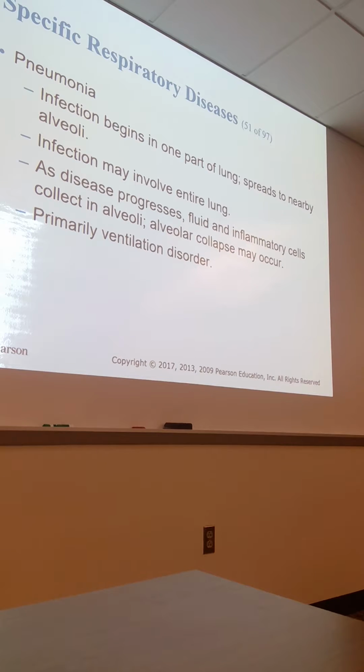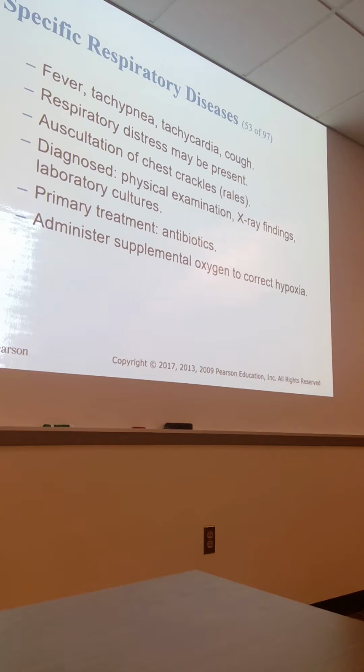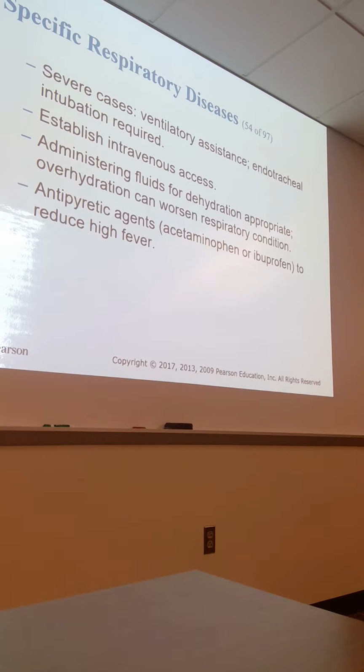All right, infection may involve the entire lung. Fluid and inflammatory cells collect in the alveoli. The alveoli may collapse, and it causes a ventilation problem. You can't get air to this consolidated lung tissue that's full of inflammatory fluid. Patients look ill, weakness, malaise, productive cough, bloody cough, pleuritic chest pain. Okay, fever, tachypnea, tachycardia, respiratory distress, rales, x-ray findings, treated with antibiotics and supplemental oxygen to prevent hypoxia.